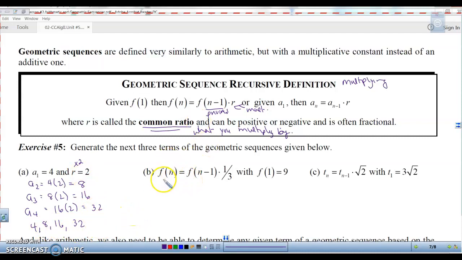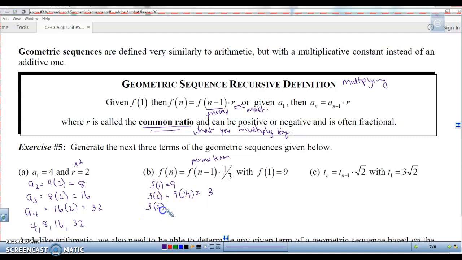Okay, so this one says f of n equals f of n minus 1 times a third. So this means take the previous term and multiply by a third, and f of 1 is equal to 9. So if f of 1 equals 9, the first term is 9, what are we going to do each time? We're going to take the previous term multiplied by a third. So 9 times a third would be 3.